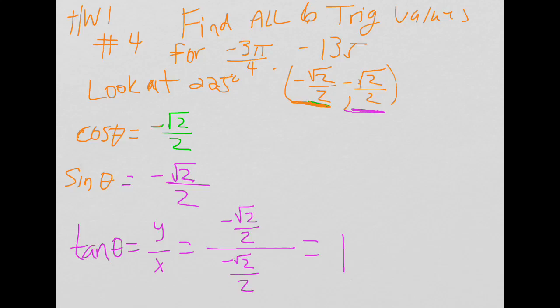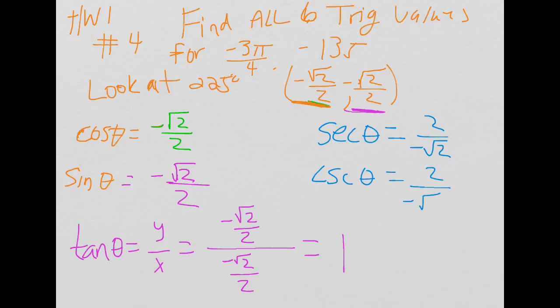Alright, now the other three are really easy. All you have to do is flip. And I don't care if you rationalize the denominator or not. Which one goes with cosine? Secant. So I just flip. Cosecant goes with sine, and I just flip. And cotangent, if I flip one, it's still just one. Does anybody have any questions on any of that?